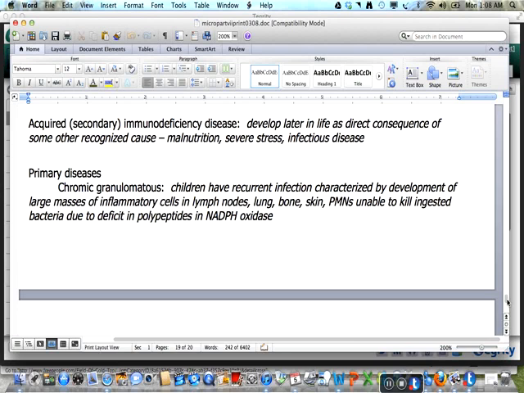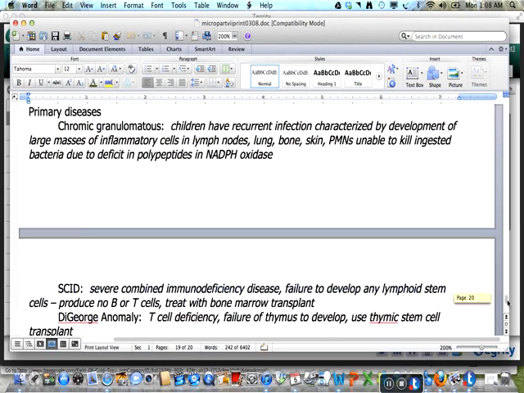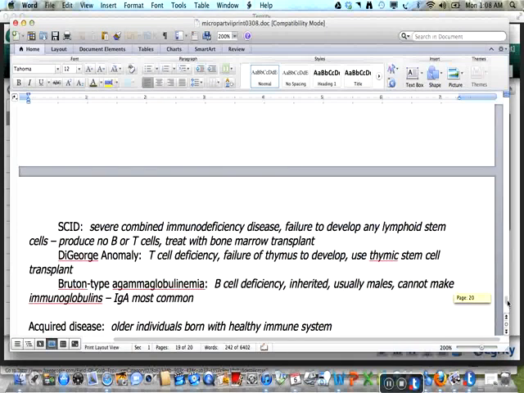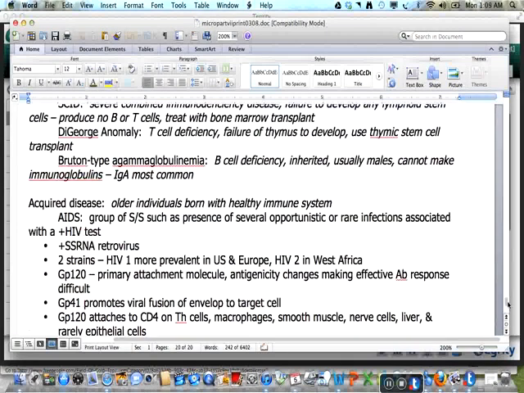Bruton type A gamma globulinemia is an inherited B cell deficiency. It usually occurs in males, and they are not able to make immunoglobulins, most often IgA. Acquired diseases occur in older individuals who are born with a healthy immune system.